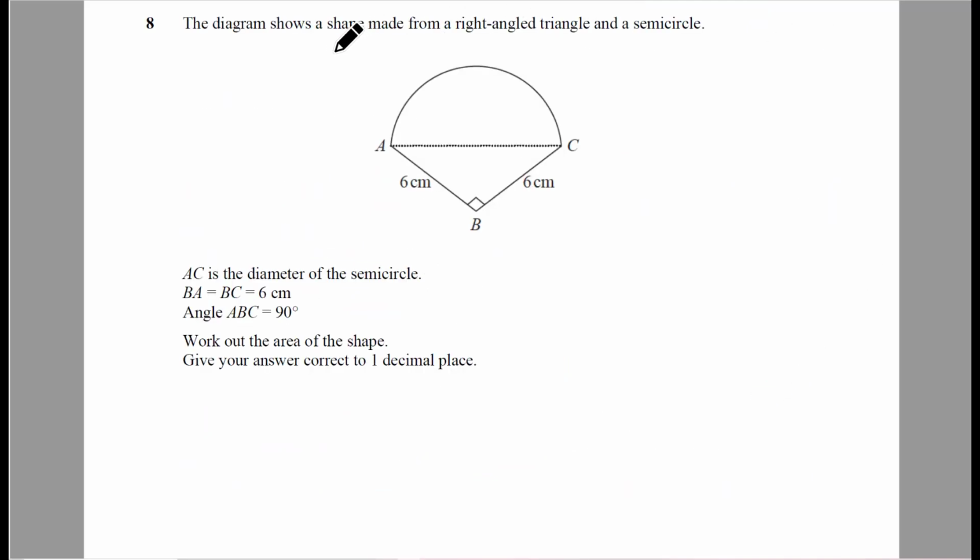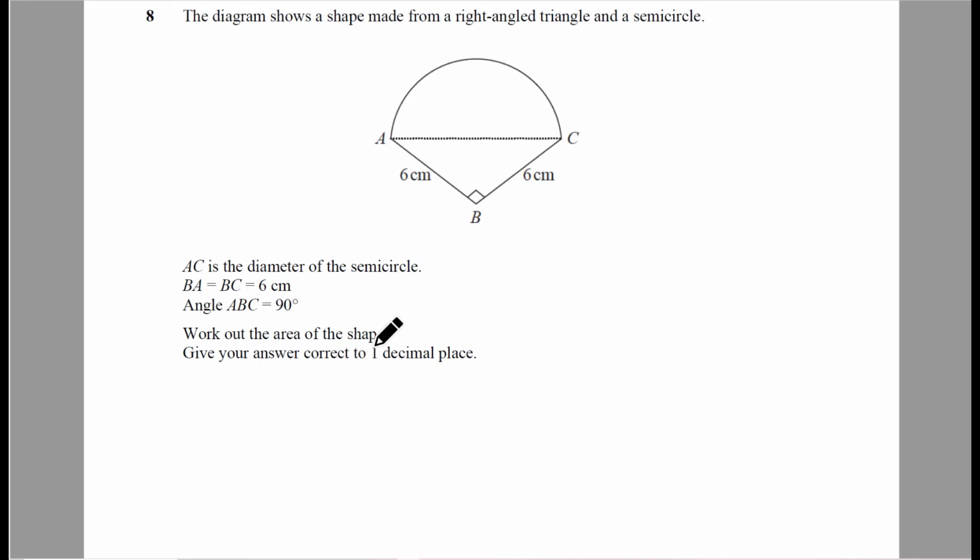Alright, this question has a diagram with a right angle triangle and a semicircle. We have this key bit of information, and we work out the area of the shape, giving the answer correct to one decimal place. Oh, geez, you might have to multiply some decimals here. Step 1, let's earn some method marks. Let's find the area of this triangle. The height is 6 and the width is 6 because it's right angled. Imagine this triangle looking like this, and don't get confused by its orientation. So step 1 is 6 times 6 divided by 2 to get 18.